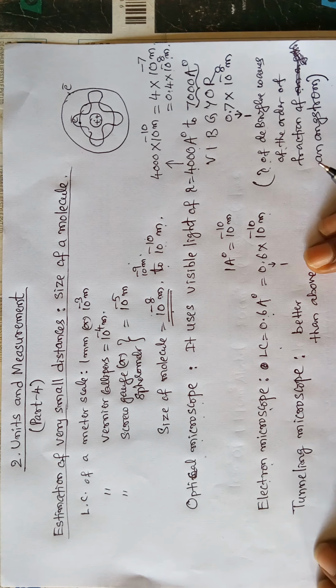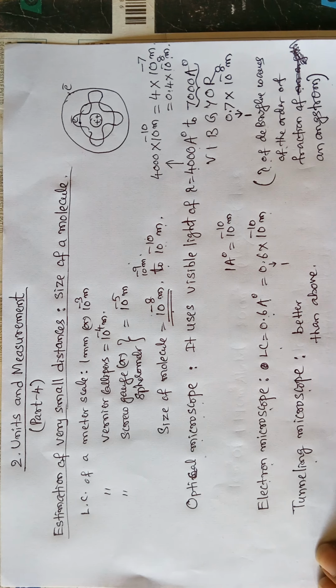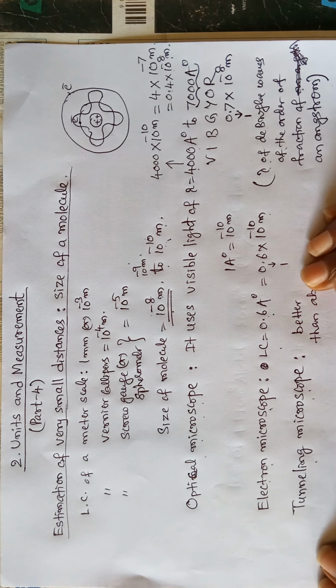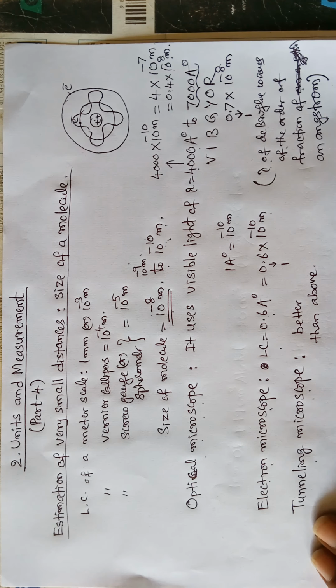Further improvement you can observe in the tunneling microscope. Using this tunneling microscope you can measure up to 10 power minus 10 meters also. So in this way the microscope was upgraded by adopting various methods. Now you are able to estimate very small distances up to 10 power minus 10 meters also.